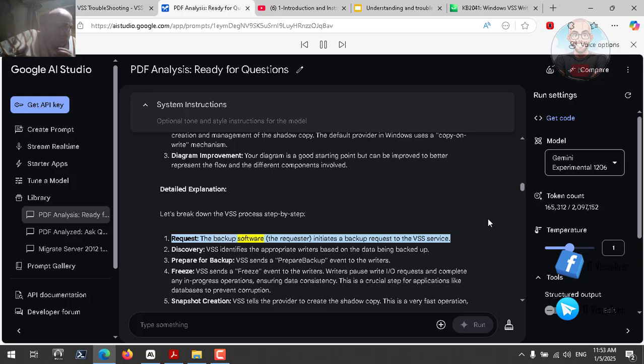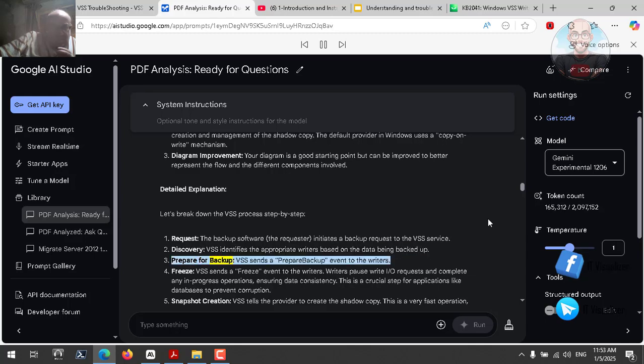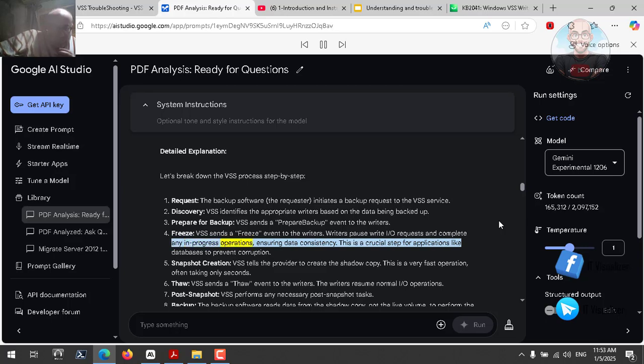Request. The backup software, the requester, initiates a backup request to the VSS service. Discovery. VSS identifies the appropriate writers based on the data being backed up. Prepare for backup. VSS sends a prepare backup event to the writers. Freeze. VSS sends a freeze event to the writers. Writers pause write I/O requests and complete any in-progress operations, ensuring data consistency. This is a crucial step for applications like databases to prevent corruption.